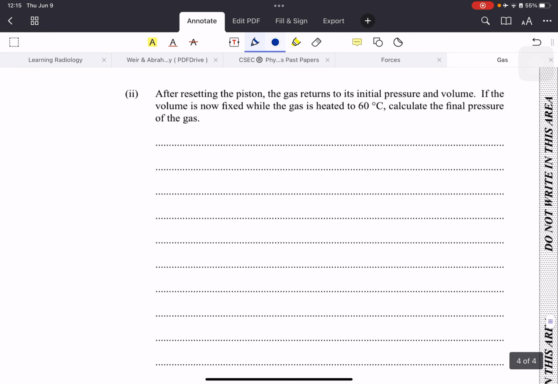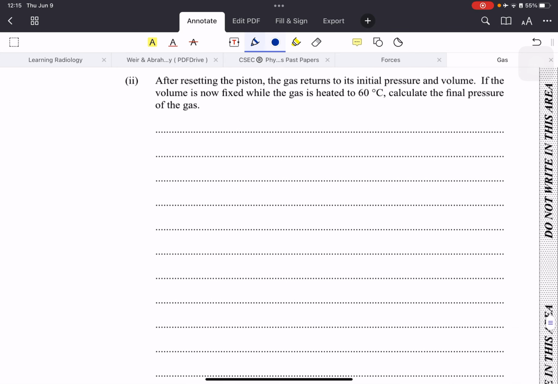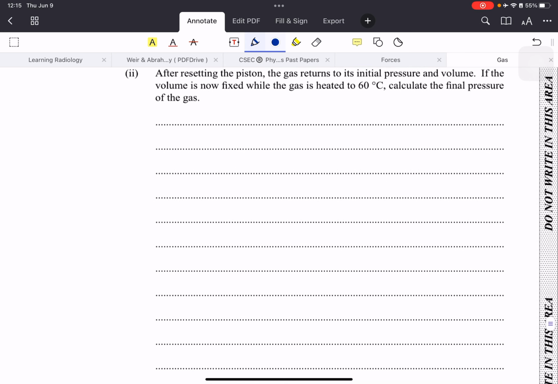Okay, so after resetting the piston, the gas returns to its initial pressure and volume. If the volume is now fixed while the gas is heated to 60 degrees Celsius, calculate the final pressure. So again, I'm going to write back my formula because I don't want to be confused. Right, so the volume is fixed. So I cross off the volume. So I am now left with P1 on T1 is equal to P2 on T2.